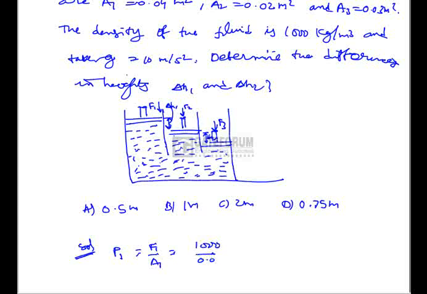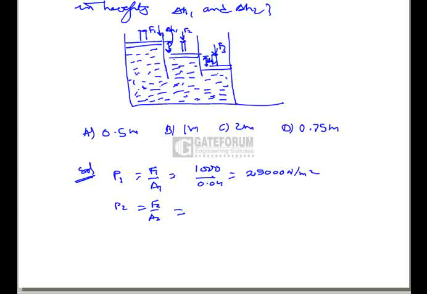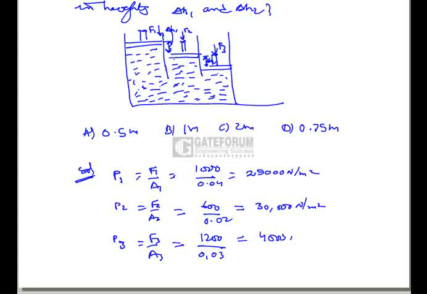So here from this 0.04 we get 25,000 Newton per meter square. In the same way, P2 is equal to F2 by A2, which is equal to 600 Newton by 0.02, which is equal to 30,000 Newton per meter square. And P3 is equal to F3 by A3, and here it is equal to 1200 by 0.03, which is equal to 40,000 Newton per meter square.